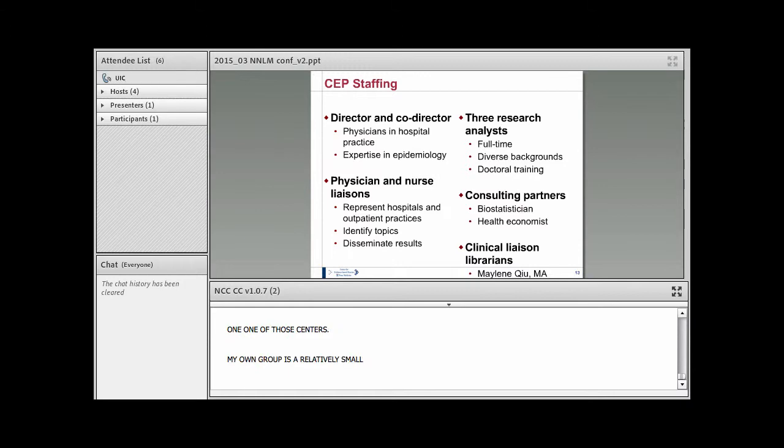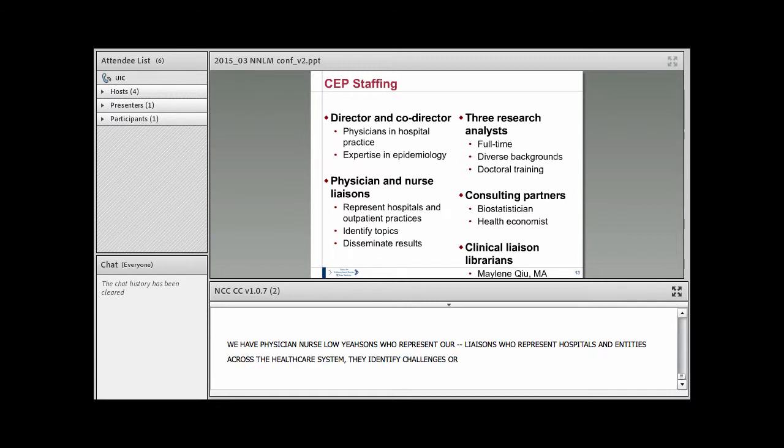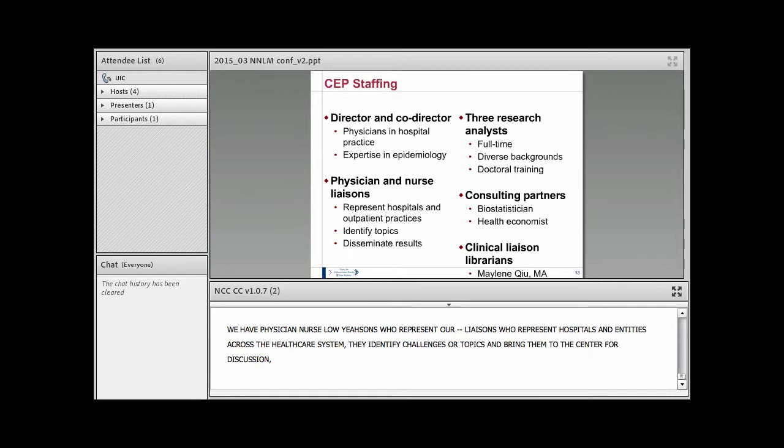And our own group is a relatively small group. I direct the center, and one of my colleagues is a co-director. We're both physicians who practice within the Penn Health System, and we both have formal training in clinical epidemiology. We have physician and nurse liaisons who represent our different hospitals and different entities across our healthcare system. They identify challenges or topics and bring them to the center for discussion. They also disseminate projects that we've done for other requesters back to the relevant audiences in their home entities.